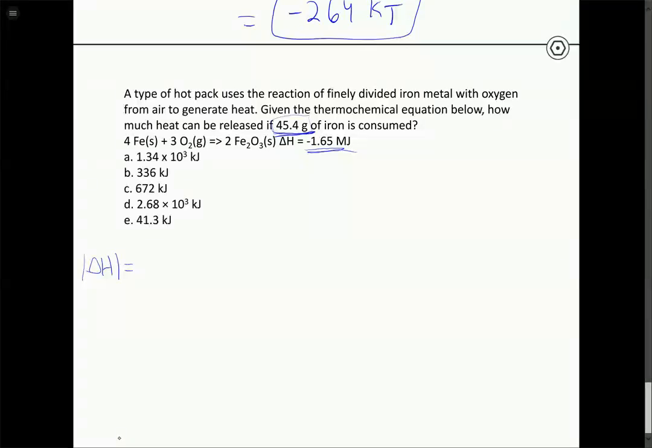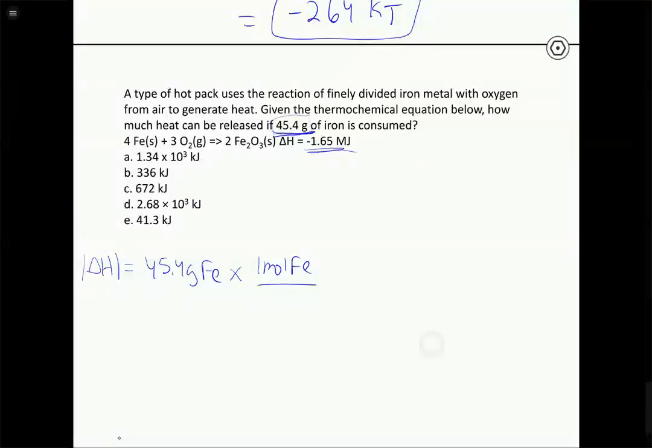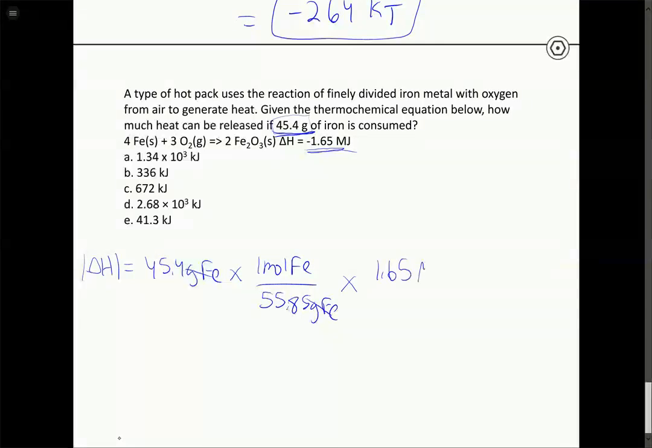So we have 45.4 grams of iron. We can convert that into moles using the atomic mass of iron. So 1 mole of iron is 55.85 grams. Alright, so that gets us into moles of iron, and then finally we use the thermochemical equation to convert moles into amount of heat. So we have 1.65 megajoules for every 4 moles of iron, because there's a coefficient of 4 in front of iron. So we're just using that delta H as a conversion factor now.